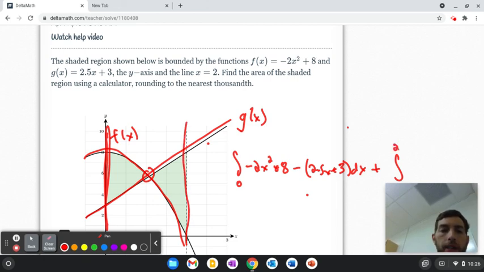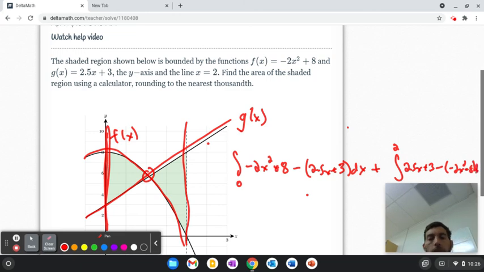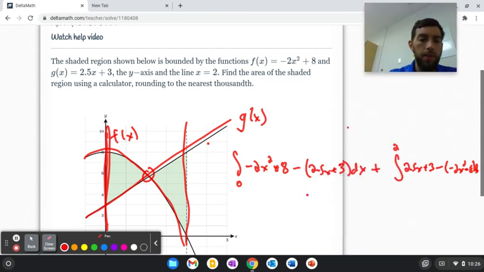And now it's switching. Our g of x is on top, 2.5x plus 3 minus negative 2x squared plus 8 dx. You then need to find where they intersect. So again, I just typically like to plug these two in, find their intersection point, 2.5x plus 3. Double check that. Yep, intersection point gives us our limit. Second calc. And we're looking for where they intersect on the right, not the left one. So there's a further one. And that gives us 1.0.